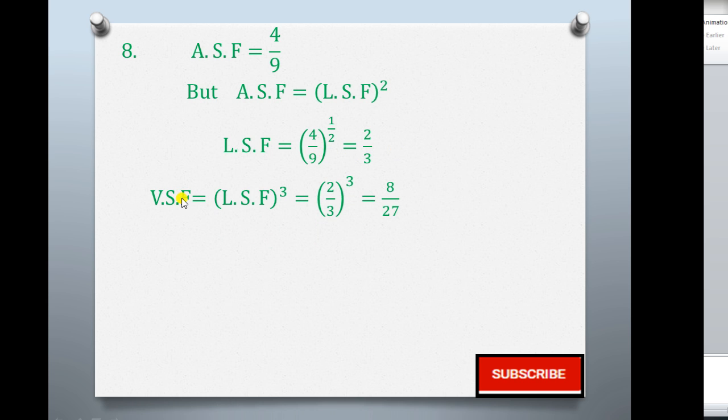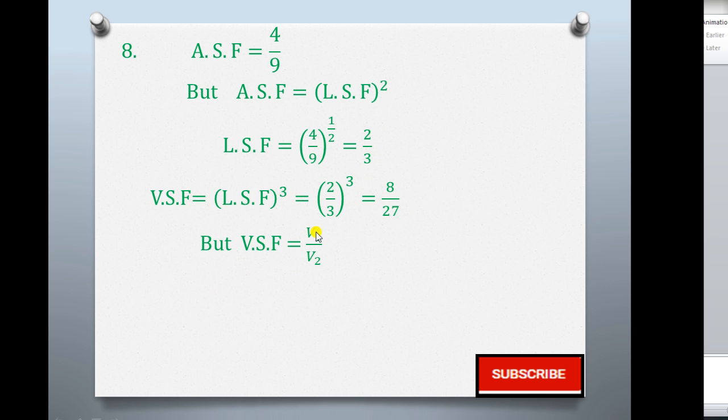Then we can move on and look for the volume scale factor, simply because they asked for the volume. Now, volume scale factor is also as good as the linear scale factor but cubed, but you already have the linear scale factor. So it's a matter of substituting it, and you give it a power of 3. So 2 power 3 gives you 8, and 3 power 3 gives you 27. And now that that is the volume scale factor, we shall say that volume scale factor is equal to volume 1 out of volume 2.